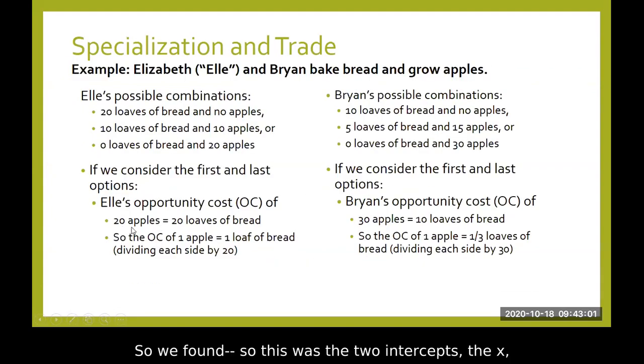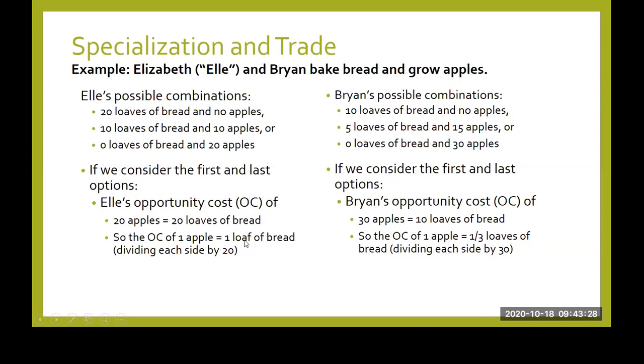So we found the 2 intercepts, the x and the y intercept, and then divided by 20 apples to get 1 unit here. Which means that if we're dividing the left-hand side by 20, we also need to divide the right-hand side by 20. So 20 divided by 20 is 1. 20 divided by 20 is also 1. So that's how we get this ratio.